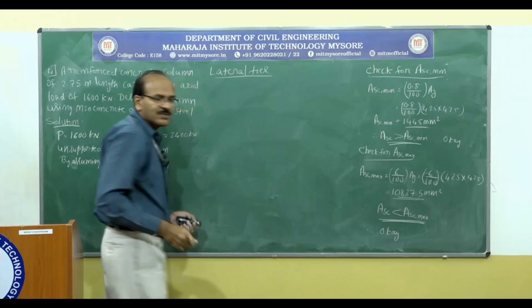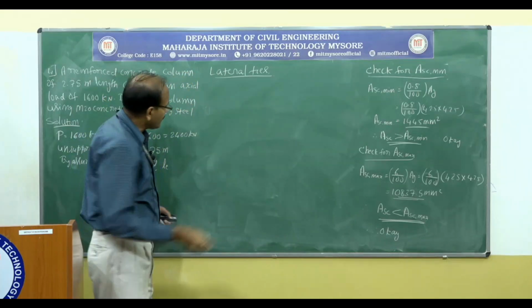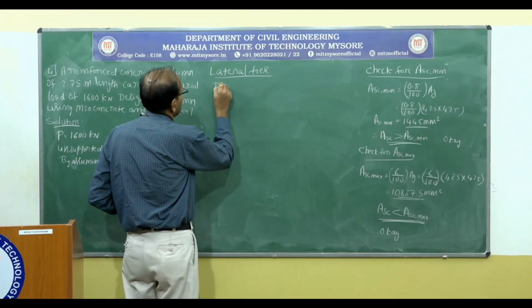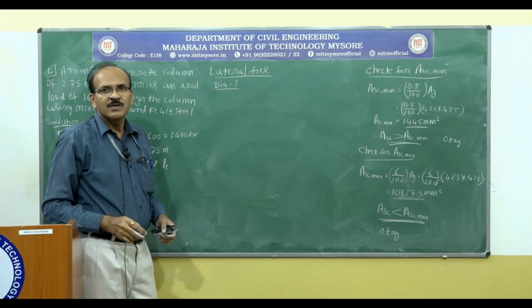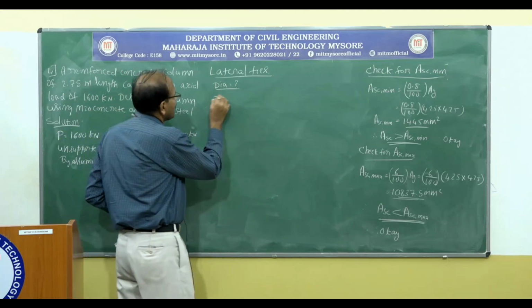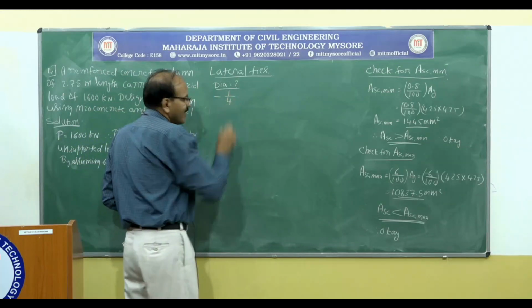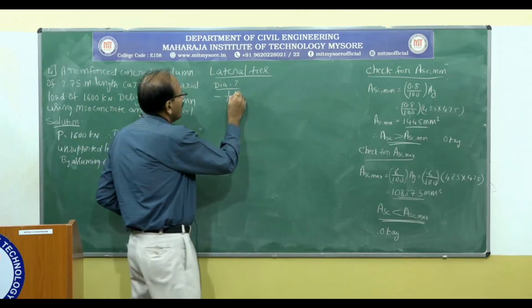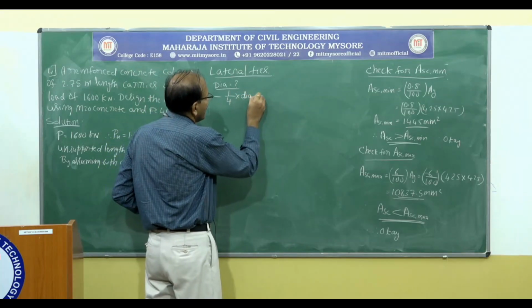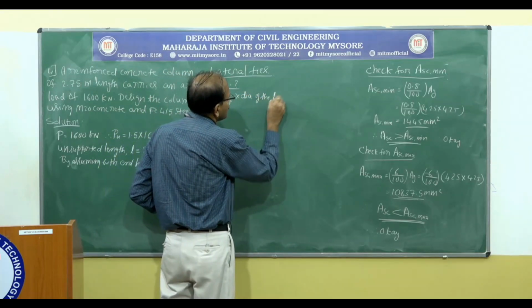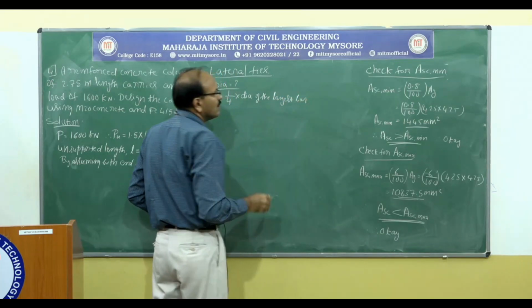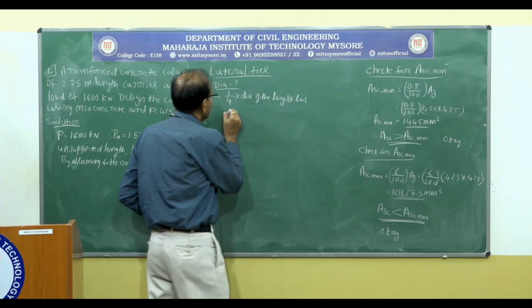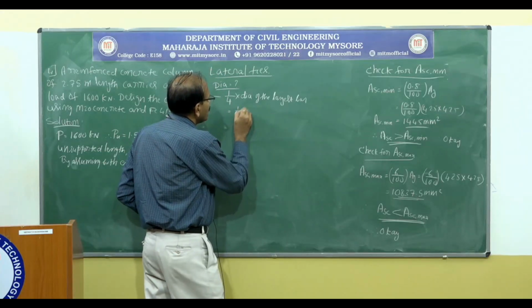Lateral ties. First thing is, let us fix the diameter of the lateral tie. As per the code, the lateral tie diameter should be 1/4 of the dia of the largest bar. That is equal to 1/4.